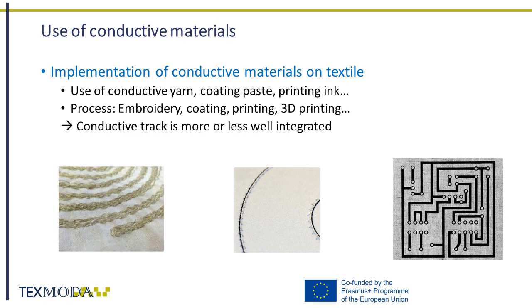On the left, embroidery of silver plated yarns. In the middle, embroidery to maintain carbon fibers. On the right, a circuit board obtained by printing. The conductive track is more or less well integrated, and the textile characteristics of the final product are not always preserved.